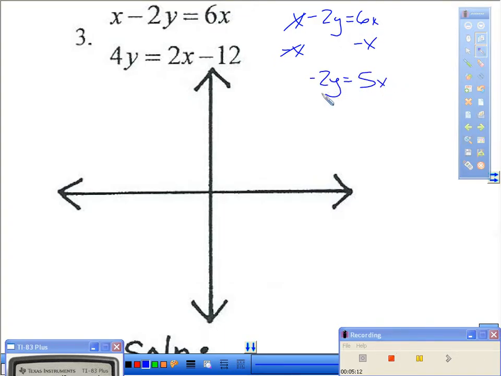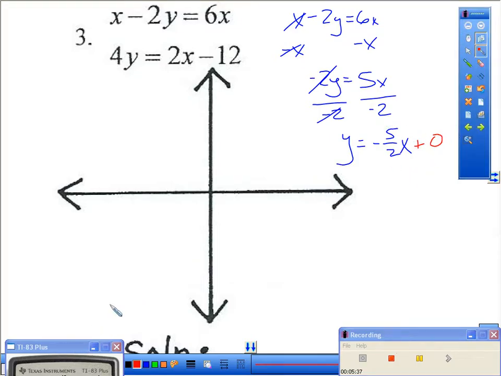At that point, we're one step away from having y by itself. We'll divide the left by negative 2 and the right by negative 2. That's going to leave us with y equals negative 5 halves x. And that is implied, for the purposes of graphing, negative 5 halves x plus 0. So the y-intercept is going to be 0 if we needed to graph that by hand. But again, if we're using our calculator, then we can just leave the plus 0 off. At that point, this equation is ready to be entered in y1.